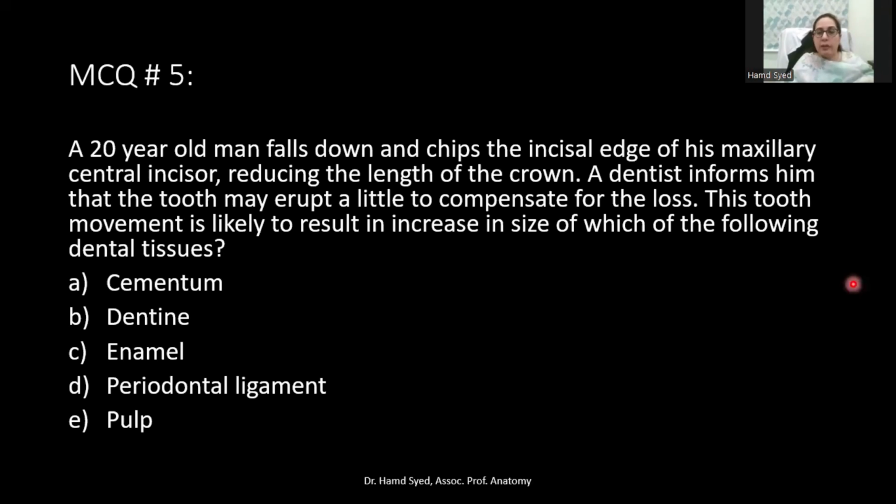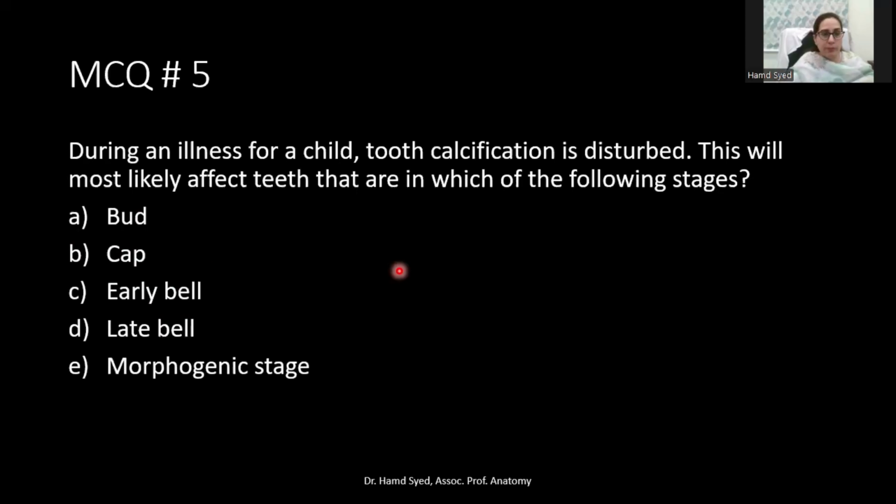So here is a clinical scenario in which a 20-year-old man falls down and chips the incisor edge of his maxillary central incisor, reducing the length of the crown. A dentist informs him that the tooth may erupt a little to compensate for the loss. This tooth movement is likely to result in increase in size of which of the following dental tissues? Now, the correct answer to this MCQ is A, cementum. So cementum is the tissue which is going to compensate for the loss of the tooth.